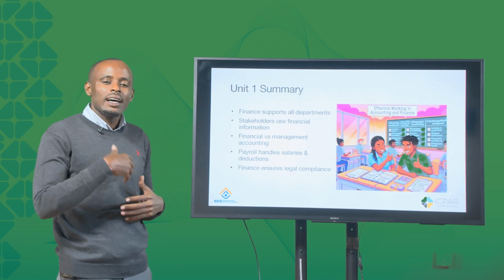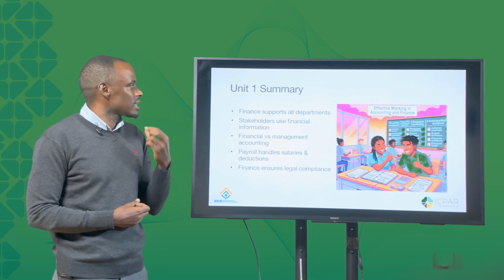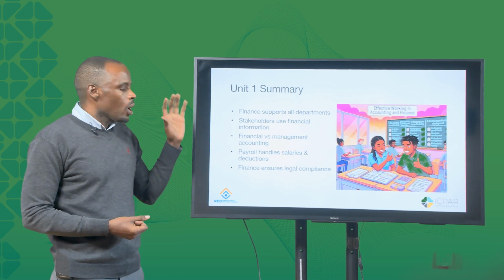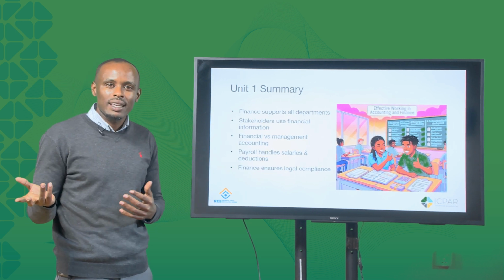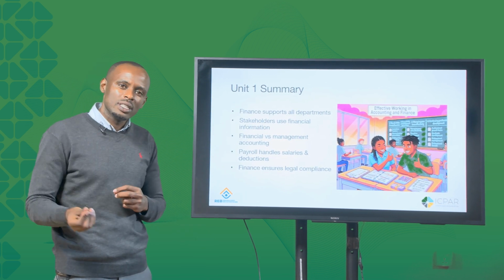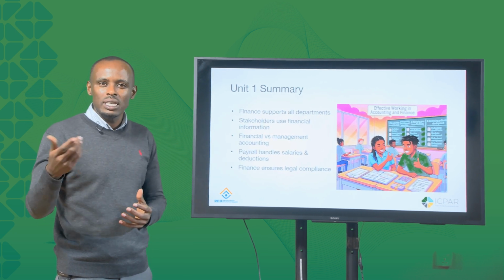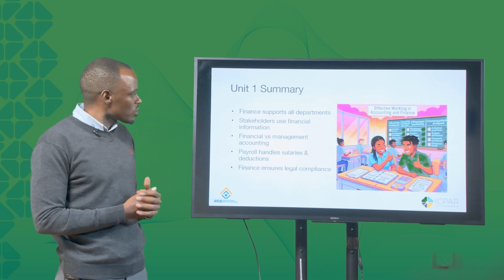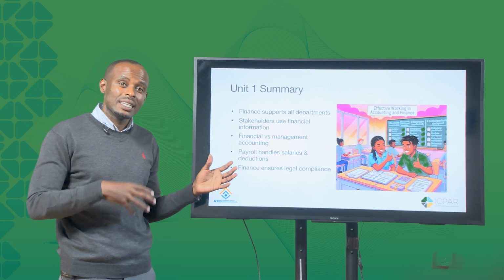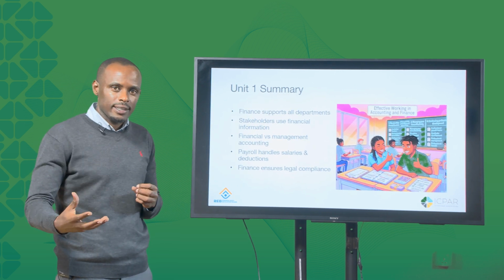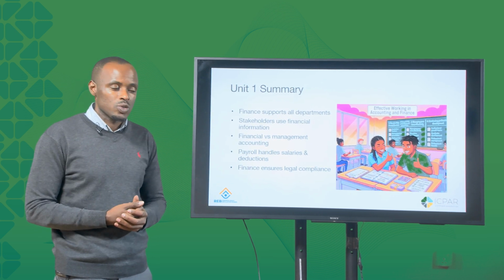We have seen what the finance department is, what the finance role is, and how it supports other departments in a company. We have seen who stakeholders are, internal stakeholders, external stakeholders, and how the finance department may support these stakeholders and how they may be interested in a company. What are their main interests? We have also seen the difference between financial and management accounting. We've seen that financial accounting mainly provides information that is consumed externally by external stakeholders. On the other hand, management accounting prepares information that is usually consumed internally.